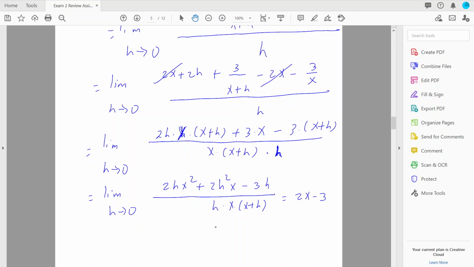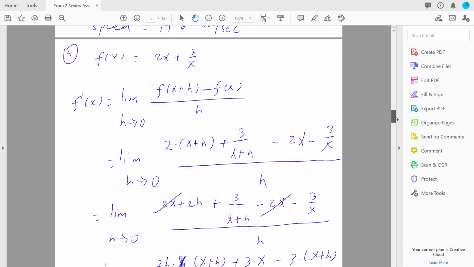So 2x minus, after cancellation, let me go back to x squared, 2x squared minus 3 on the top part, and on the bottom part there will be x squared, because you put h equal to 0 here, and then the only leftover will be x times x. This h will be cancelled out. If you just split these into two parts, it will be 2 minus 3 over x squared. So that's the derivative of the function we have been given.